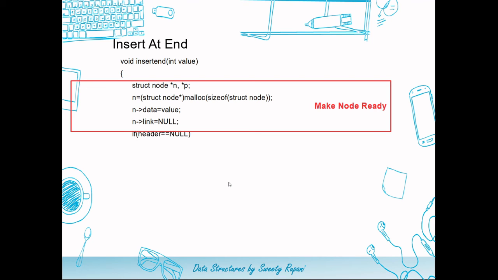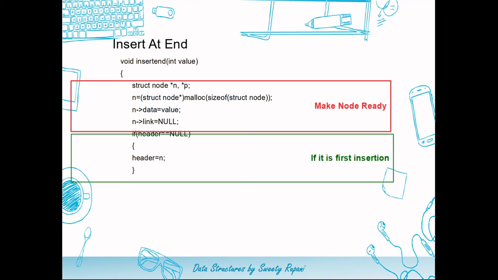Again, it may be possible that I may have started with the list and I haven't inserted any value, and insert at end may be the first function that I am making a call to. So in that case, if header is null, if the list is empty and the value that you are going to insert is going to be the first value, in that case header would point to the newly created node. So this would be the only node in the list. So this would be used only if this is a first insertion.